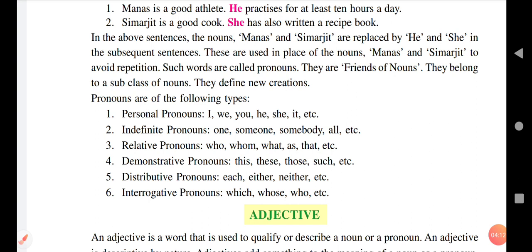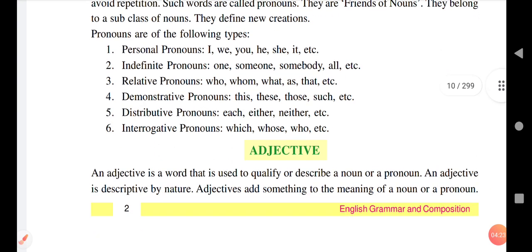Number 3, relative pronouns: who, whom, what, as, that, etc. Number 4, demonstrative pronouns: this, these, those, such, etc. Number 5, distributive pronouns: each, either, neither, etc. Number 6, interrogative pronouns: which, whose, who, etc.